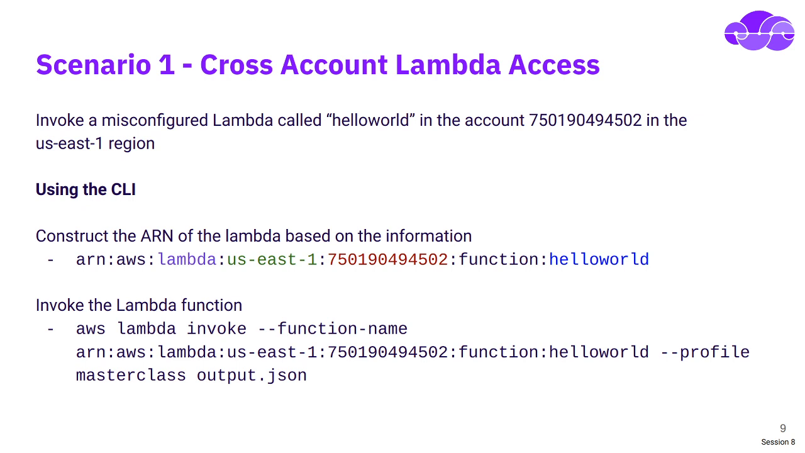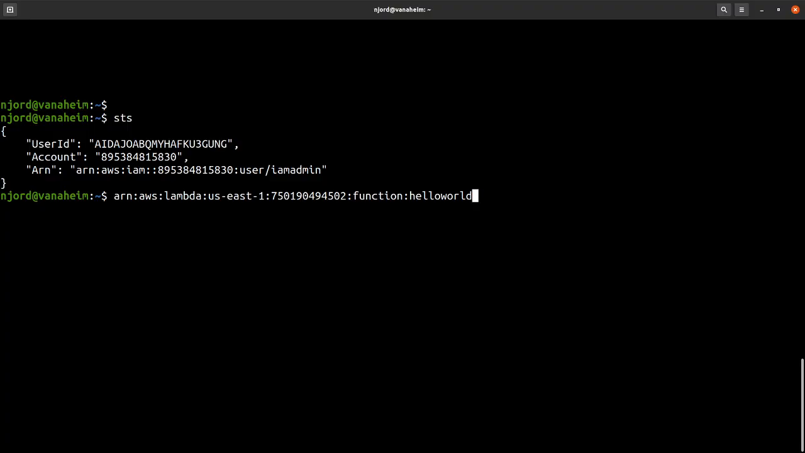So ARN AWS, region, the account number is 750190494, function, right? So this is the ARN based on the information that we have. I usually export things like these to a variable equal to this.